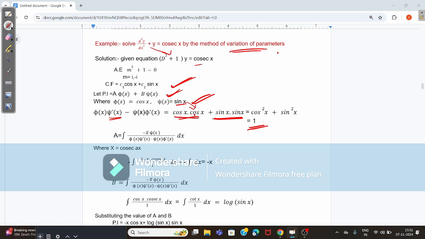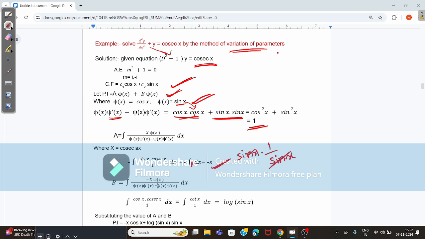Now minus x, what is the value of x here? Cosecant x. And what is the value of psi of x? Psi of x is sin x into cosecant x, and the whole value here is 1. Minus sin x cosecant x means sin x into 1 by sin x gives the value 1 here. So minus integration of 1 dx gives minus x. So this is the value of a.